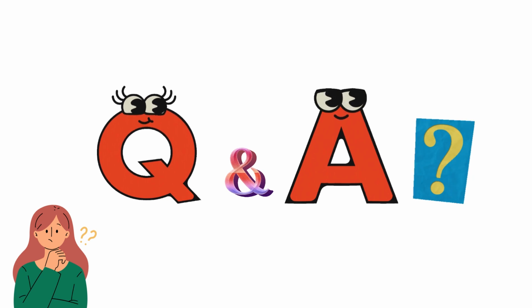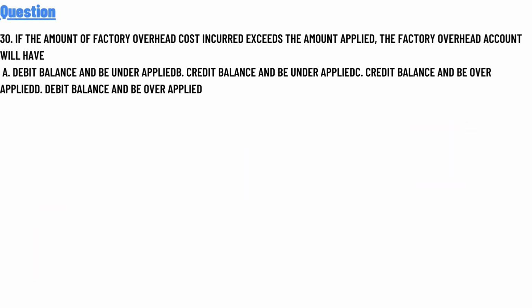So our today's question is 13. If the amount of factory overhead cost incurred exceeds the amount applied, the factory overhead account will have: Option A, a debit balance and be under applied. Option B, a credit balance and be under applied. Option C, a credit balance and be over applied. Option D, a debit balance and be over applied. The correct answer of the question is option A, a debit balance and be under applied. So that is the answer of the question.